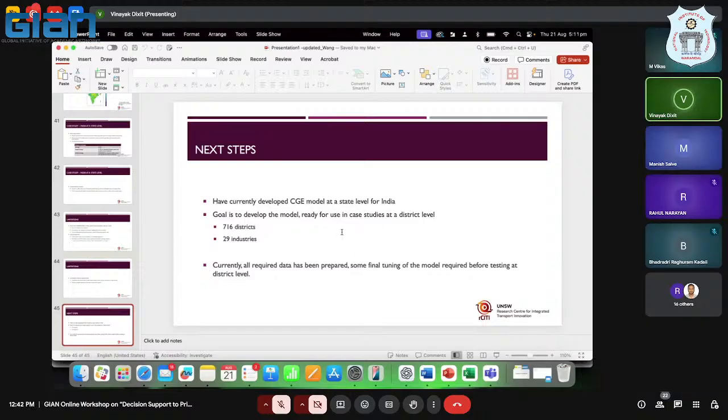Next, we are actually developing an even larger model with all the districts and industries as well. With that, we can stop for now, and we can meet later this afternoon.